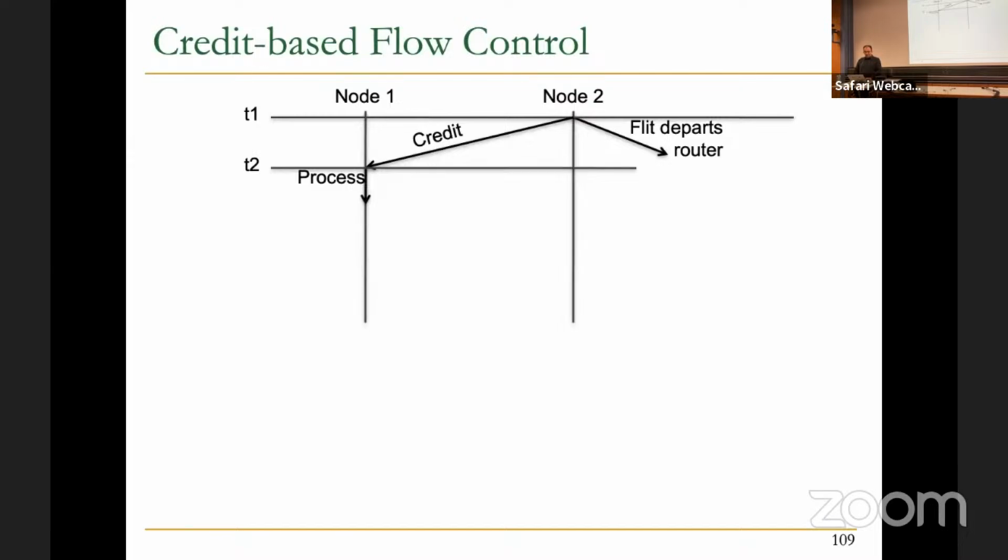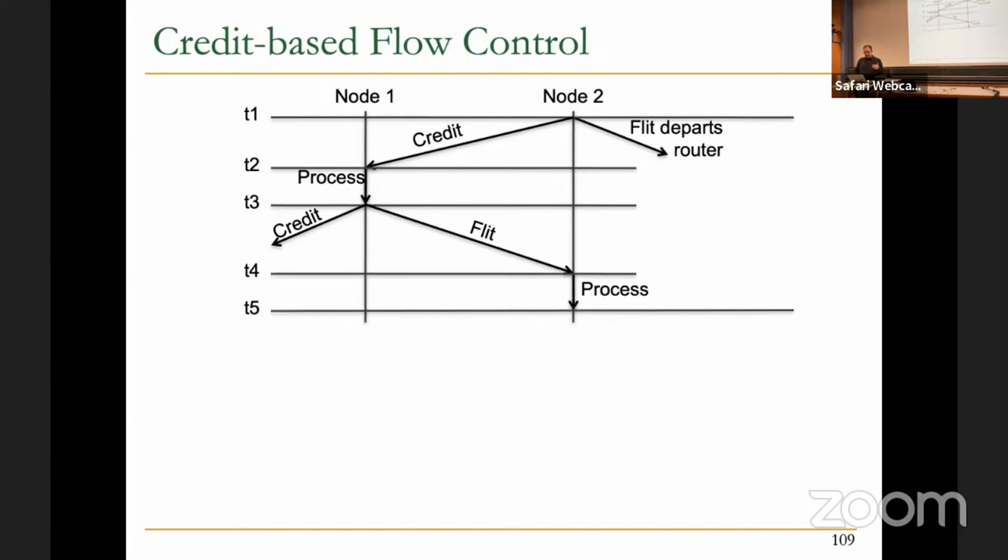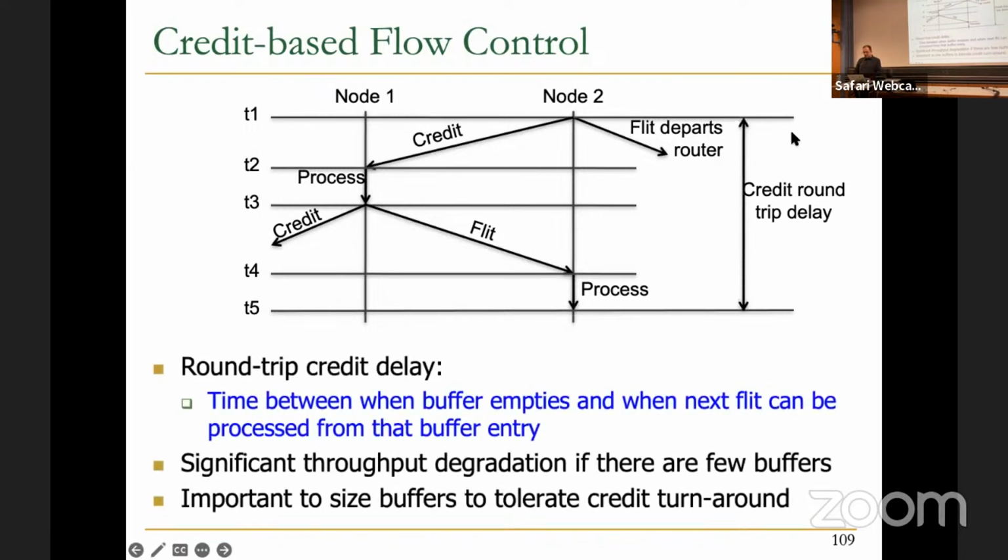And then node 1 needs to process that credit and say, okay, node 2 has enough credit, so I can send my flit to node 2. After node 1 sends this flit, node 1 also realizes, okay, now I have more space, so I can send credit to the previous router of node 1. Essentially this can happen, and this is called the credit round trip delay.